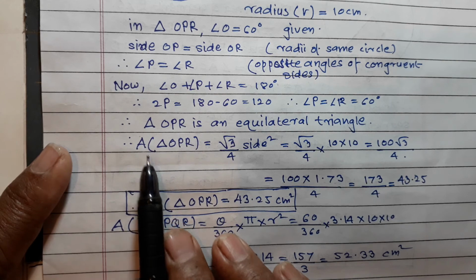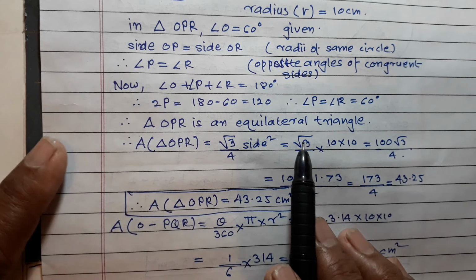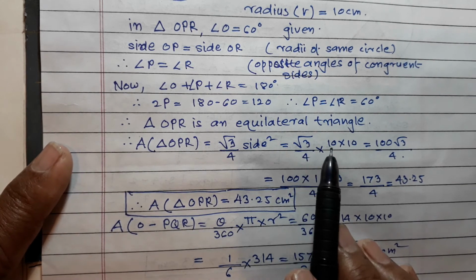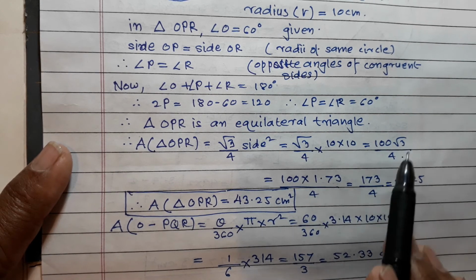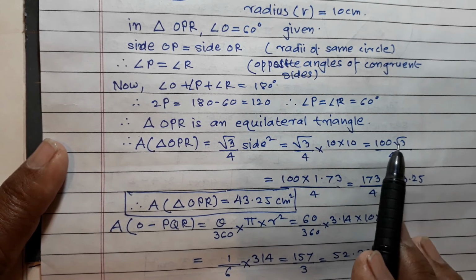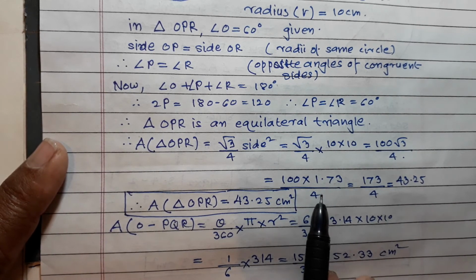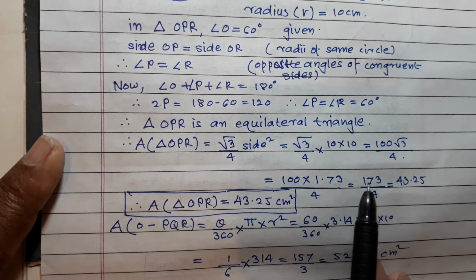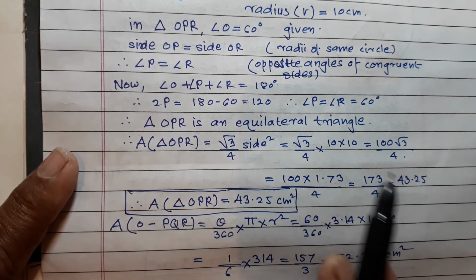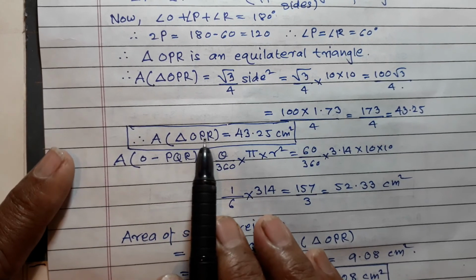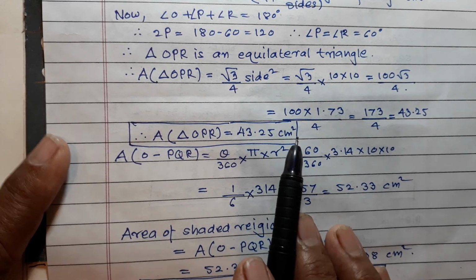and therefore area of triangle OPR is equal to root 3 upon 4 side square, which gives you root 3 upon 4 into 10 into 10. If you simplify this, you will get 100 root 3 upon 4, and now here root 3 is given, so substitute 100 into 1.73 upon 4 is equal to 173 upon 4 gives you 43.25, and therefore area of triangle OPR is equal to 43.25 cm square.